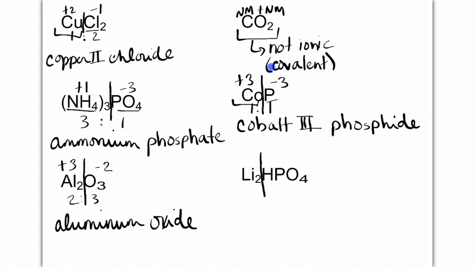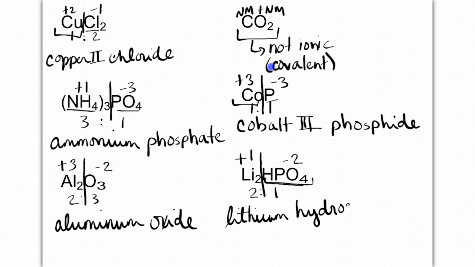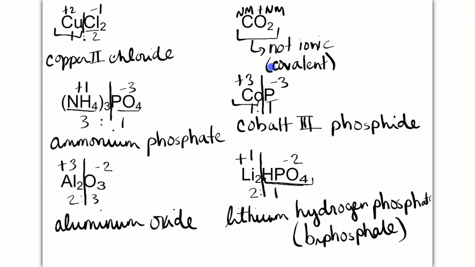Our last example, I have 2 lithiums and I have 1 of this polyatomic ion, which is called hydrogen phosphate. I'm going to unswitch. My ratio is 2:1, which gives lithium a charge of +1 and hydrogen phosphate a charge of -2. So Li +1 is lithium, and HPO4 -2 has 2 names. You can either call it hydrogen phosphate, or that could be shortened and we could call that biphosphate. Both names would be acceptable on the test.